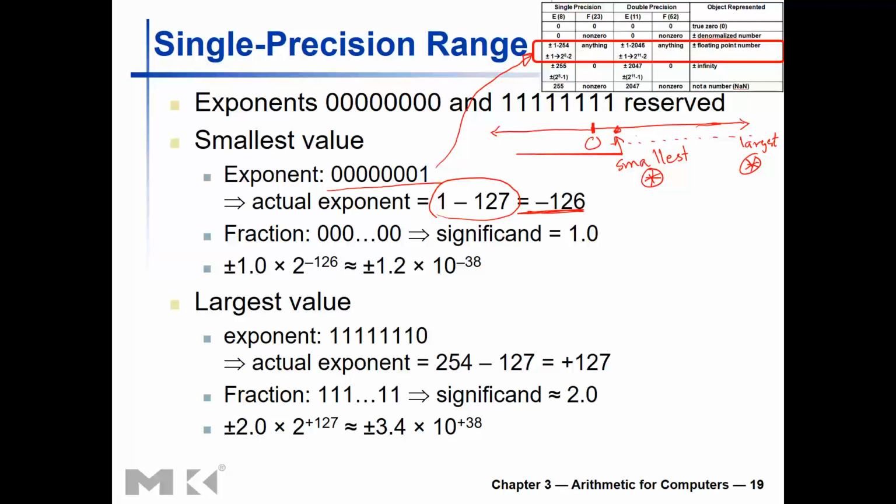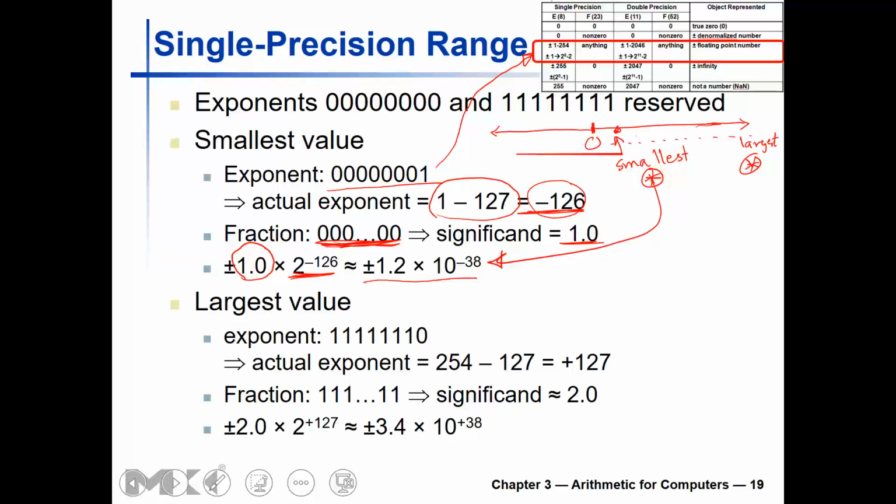How about the fraction? Well, the fraction can be anything, right? So since I'm looking for the smallest, I'm going to make it 0. Which means this 1 plus the fraction is 1. So now the number here is 1.0 times 2 to the power of the exponent that I computed, which equals plus or minus 1.2 times 10 to the minus 38. So this is the smallest number. This is the closest number that I can get.